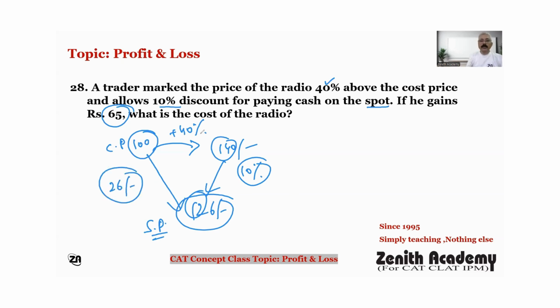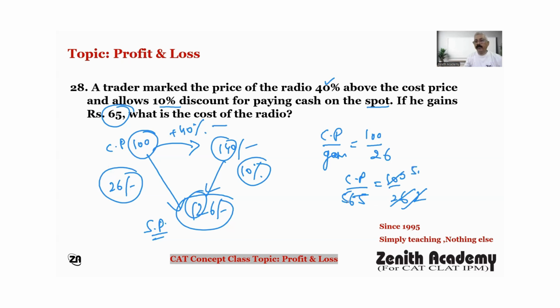Okay. So the cost price is 100 rupees and the selling price is 126, so there is a profit of 26 rupees. What is the cost price? In this case, my cost is 100 and my gain is 26. In the real scenario, cost is to be found out and gain 65 is given. So CP upon 65 is 100 by 26. 13 2s are 26, 5 2s are 10, so 5 into 50. The cost price is 250 rupees. This is your answer.